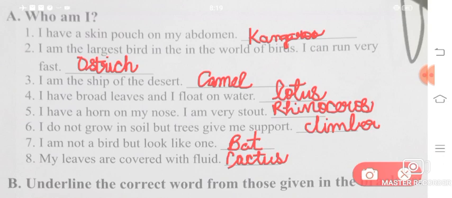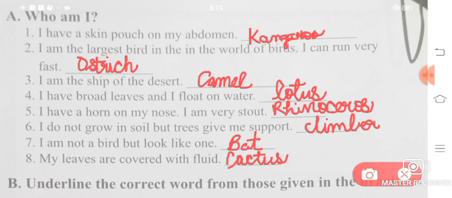Question 5. I have a horn on my nose, I am very stout. Rhinoceros. Question number 6. I do not grow in soil, but trees give me support. Climber. Question number 7. I am not a bird but look like one. Bat. Question 8. My leaves are covered with fluid.